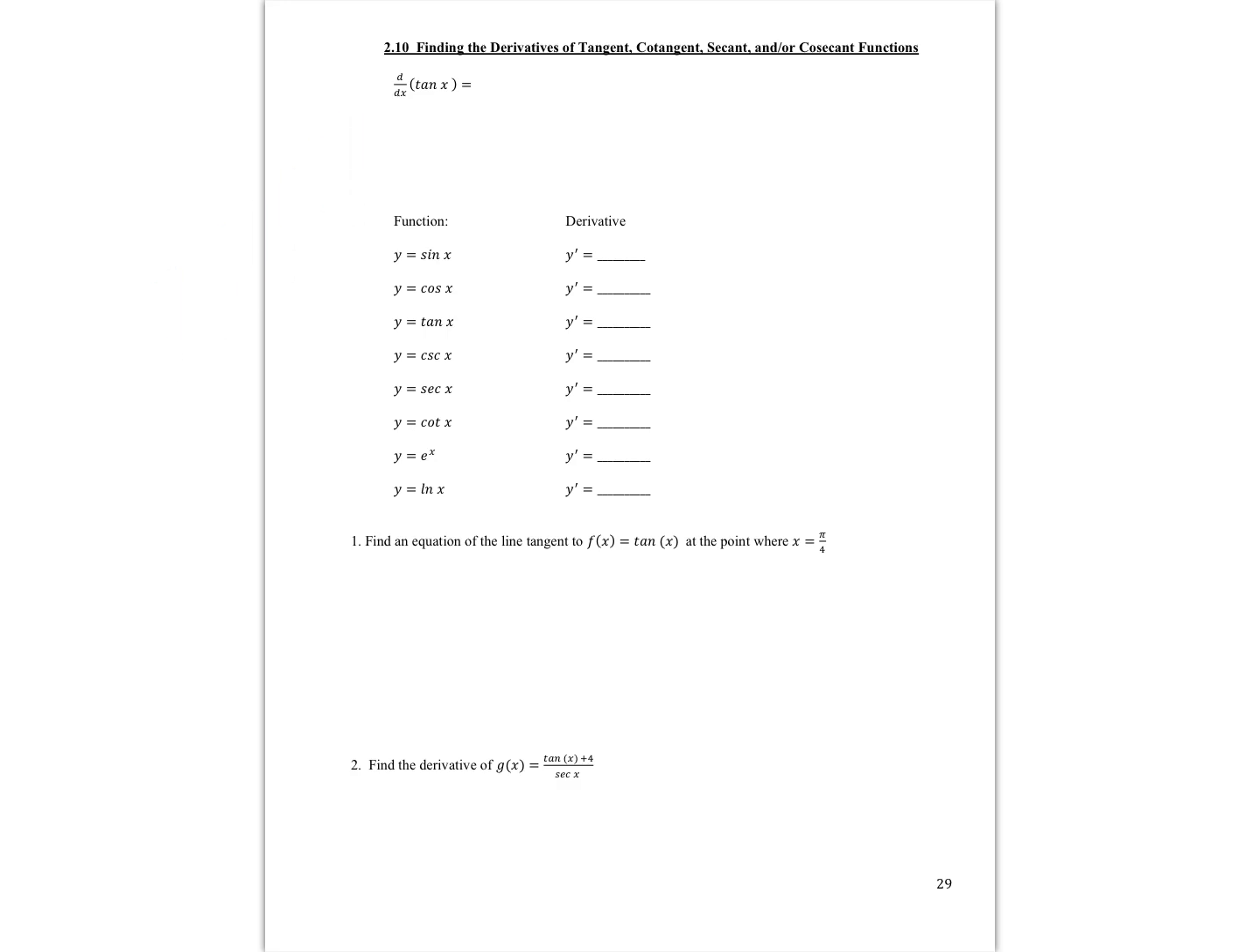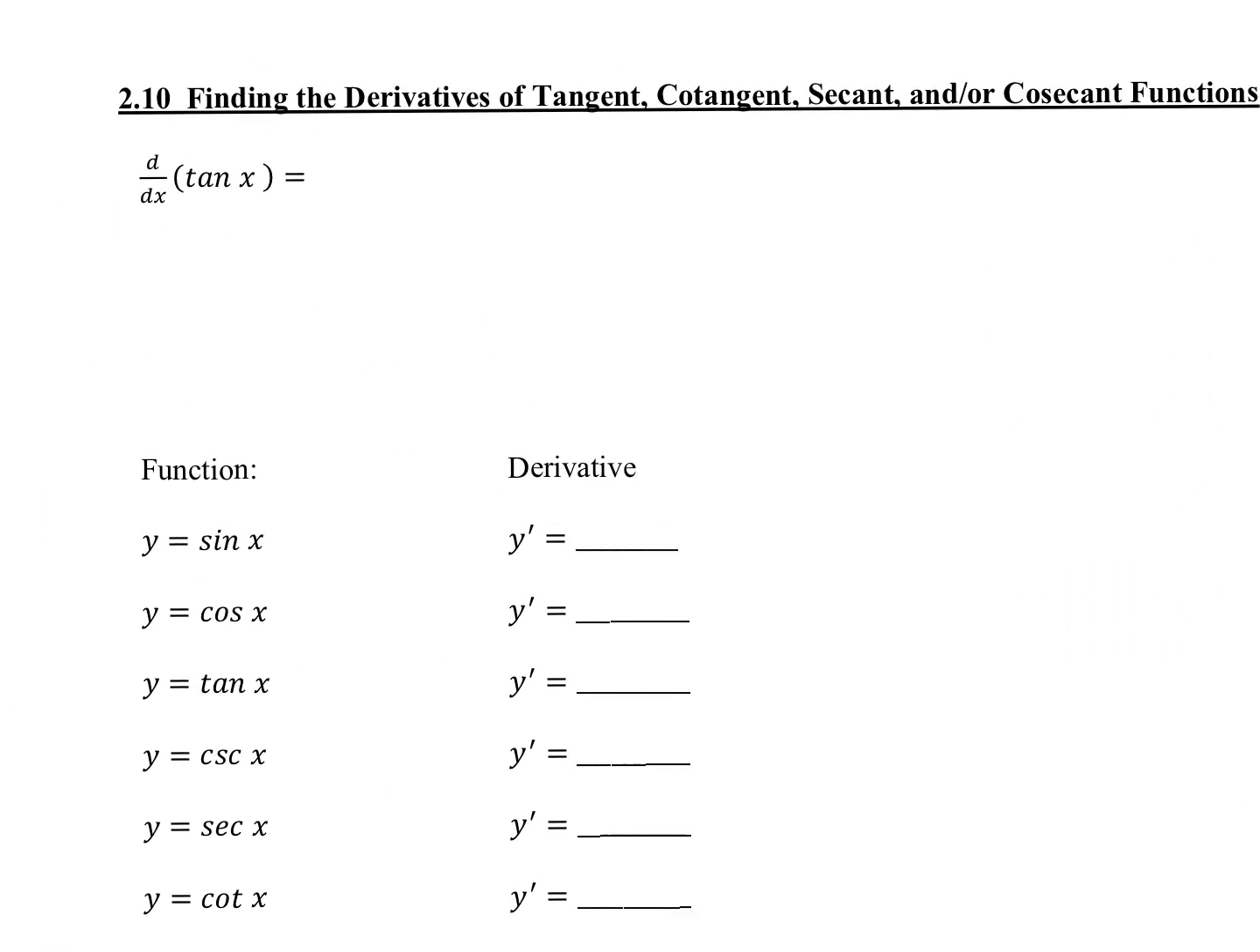Could I say that tangent, I don't know what the derivative of tangent is, but could I say I know tangent is the same as sine over cosine? Have I changed my problem? I haven't changed my problem. Now, can I find the derivative of sine divided by cosine?